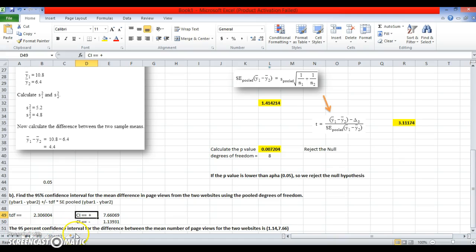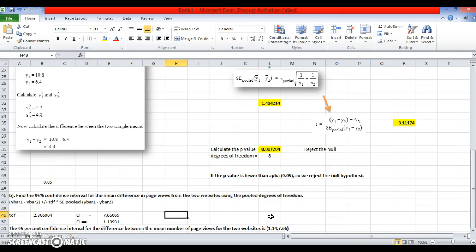So the 95% confidence interval for the difference between the mean number of page views for these two websites is 1.14 and 7.66. What does that mean? That means with 95% confidence, we know that the difference between these mean numbers of page views is between these two values. That's essentially what it is. We're giving a threshold in this case. So this concludes the second part of problem 4. We just hope that this helps you out.